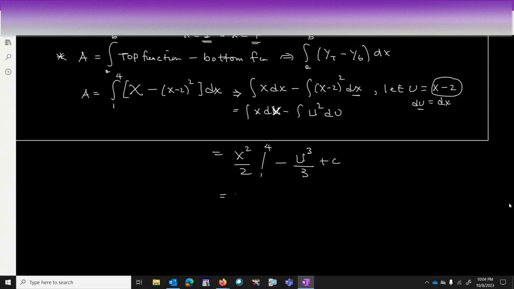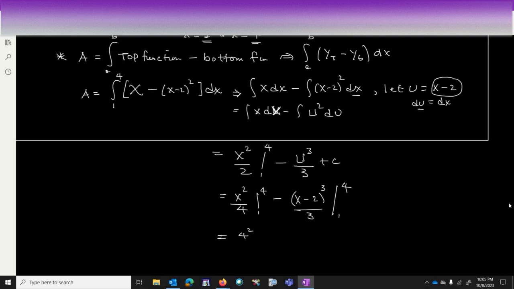This is going to be x squared over 2 from 1 to 4 minus (x minus 2) cubed over 3, from 1 to 4 again, because I substituted. I don't have to forget the over 3. All right, so the remaining part is simply substituting the numbers.